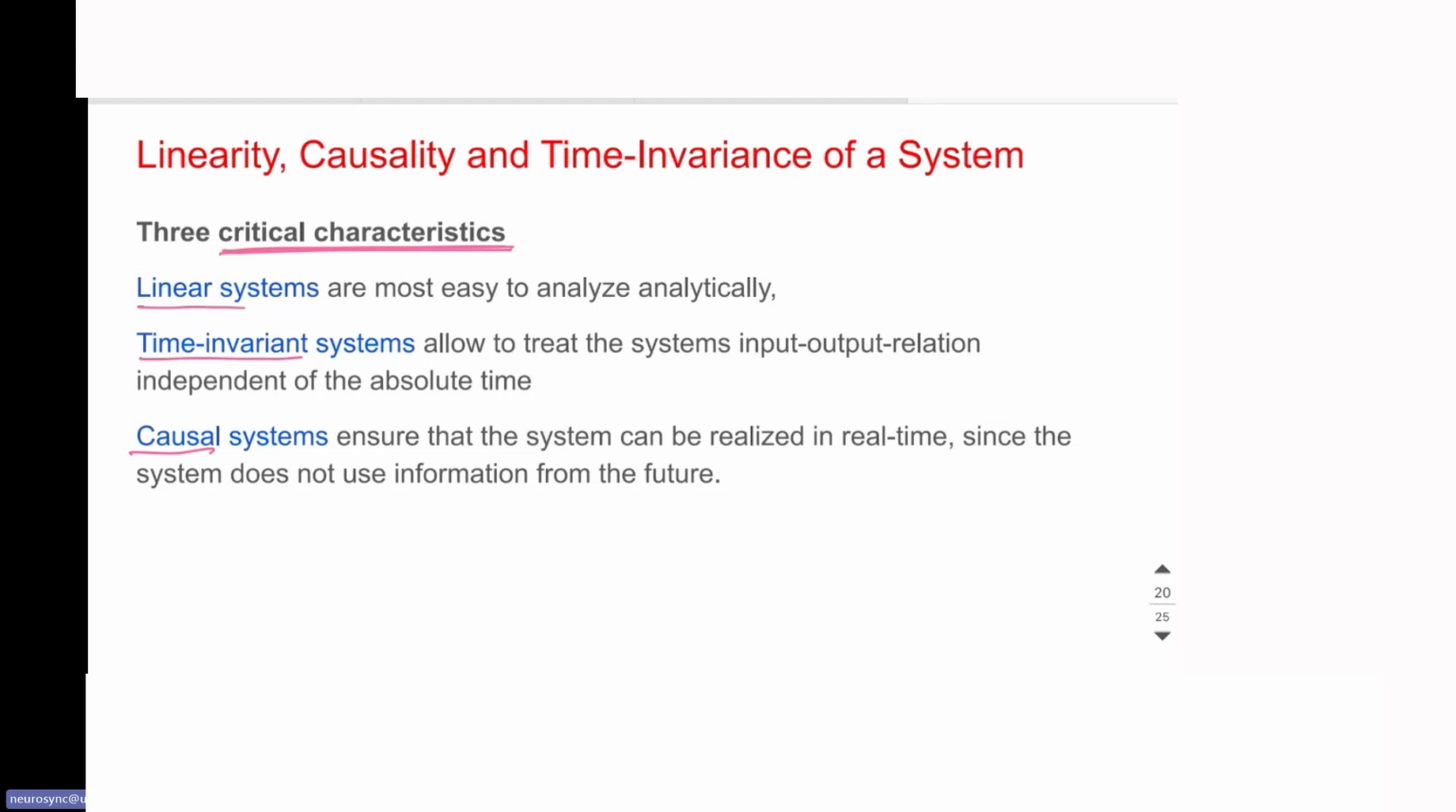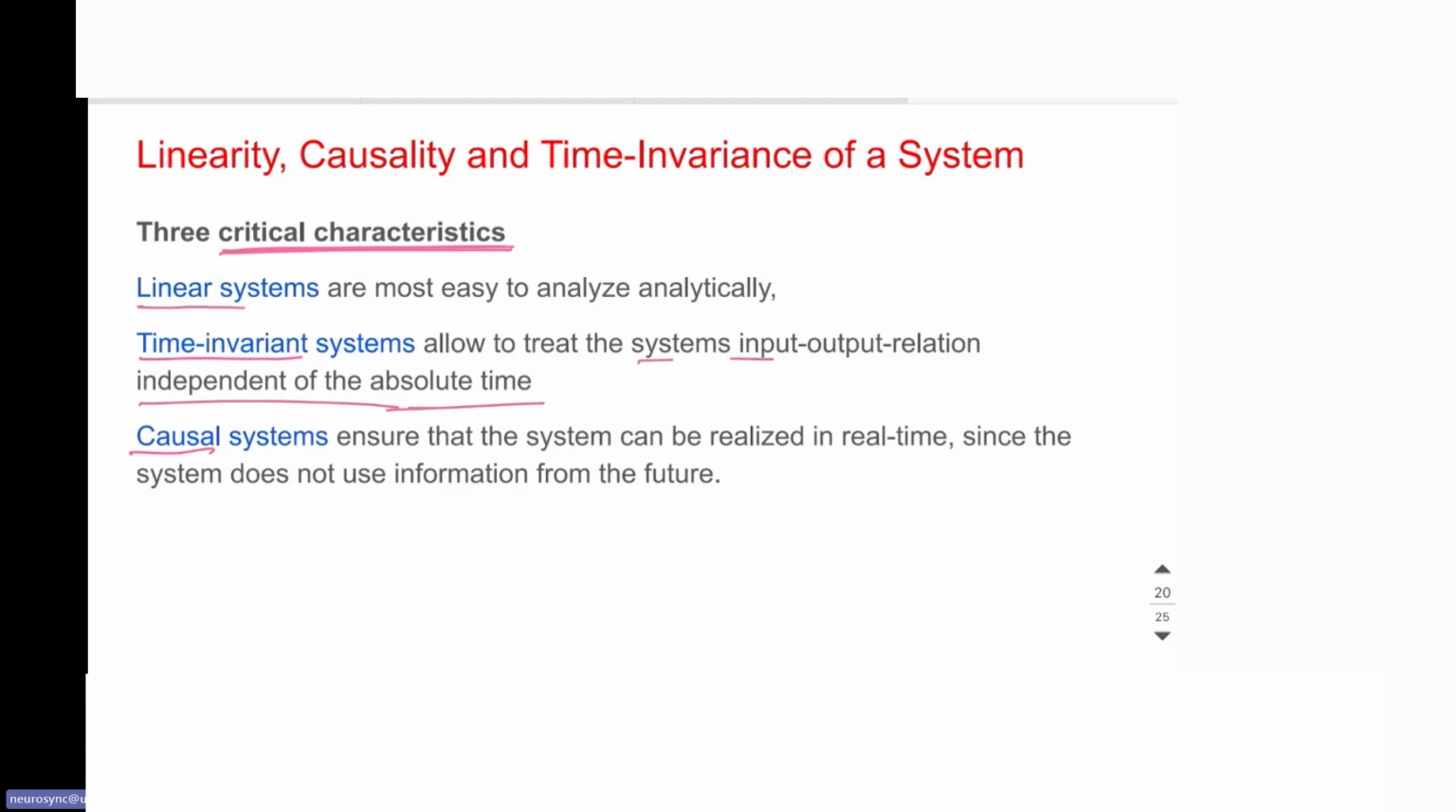Now, what is a linear system? Basically, linear systems are the easiest to analyze analytically. Therefore, most of the time, we prefer to deal with linear systems. Non-linear systems will be very complex, but that is a different thing. Linearity is important. Then time invariant systems allow us to treat the system input-output relation independent of the absolute time.